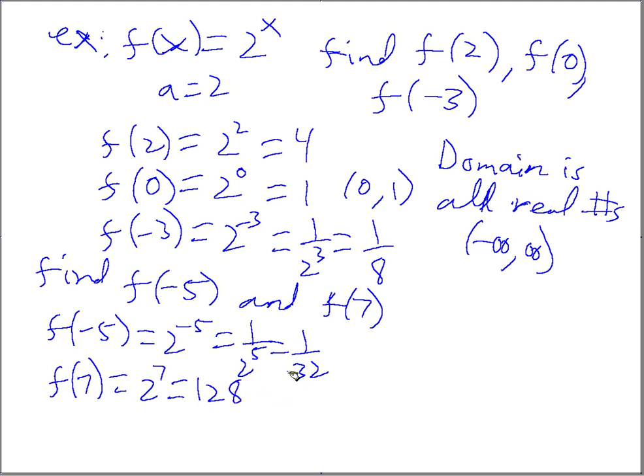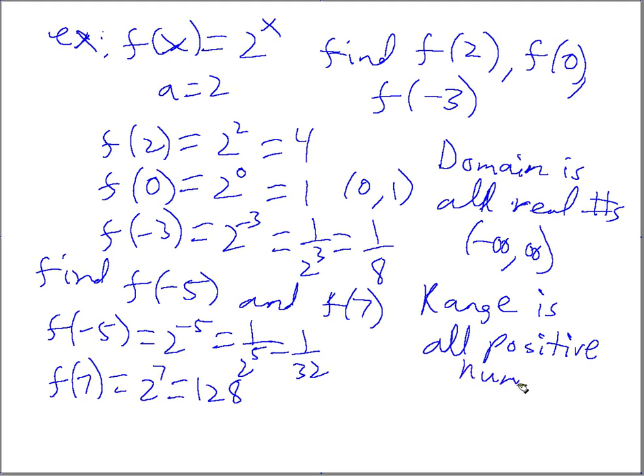But here's my point. No matter what I plug in for x, be it a negative number or a positive number, look at the y value. It's always going to be what? A positive number. Yes, this is a very small fraction, 1 over 32, but it's still a positive number. So my point is that for the range of this exponential function, the range is all positive numbers. Range is all positive numbers here.